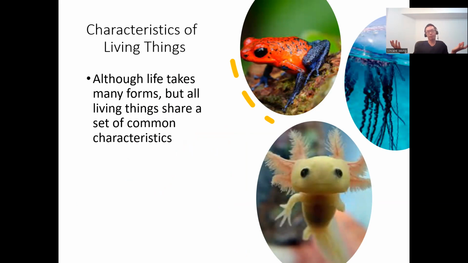Now, life takes many different forms. Okay, we have the poison dart frog here, which looks very different from this. It's called a Portuguese man of war. It's like this poisonous jellyfish, right? And then we have the axolotl here. They all look very different. Okay, certainly very different from like a plant, right? A mushroom. All these things are very different. Even though they look very different on the outside, there are actually some common characteristics that they all share. Okay, so we're gonna look at some key features of living things.